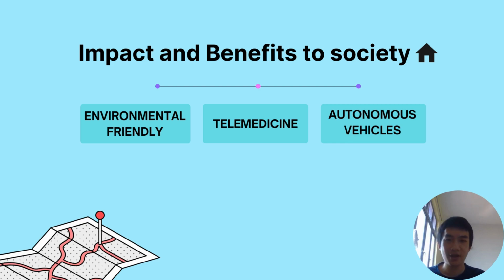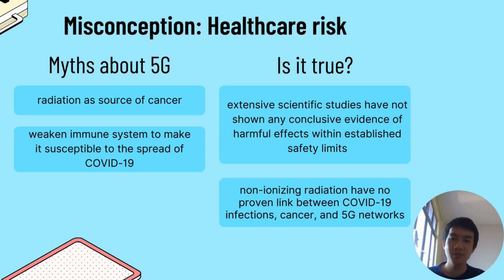There is a misconception about the healthcare risk of 5G. Some people believe that 5G radiation is a source of cancer for the human body, and that it can weaken the human immune system, making it susceptible to the spread of COVID-19. Is it true? Actually, it's not, because there are no studies that provide evidence of harmful effects from 5G. We need to know that 5G is non-ionizing radiation, so there is no proven link between 5G and the spread of COVID-19 or cancer.